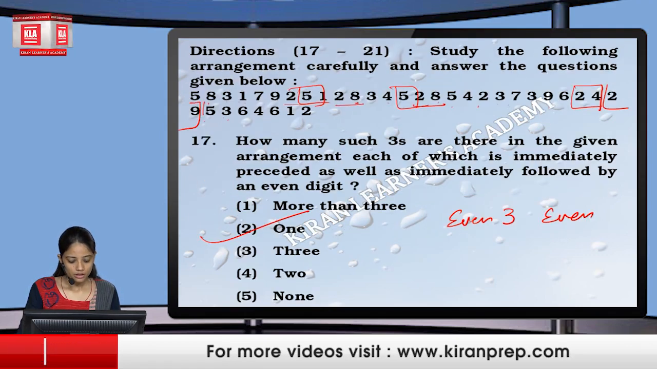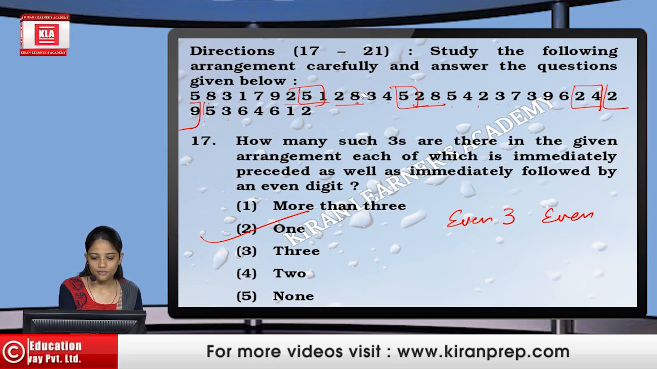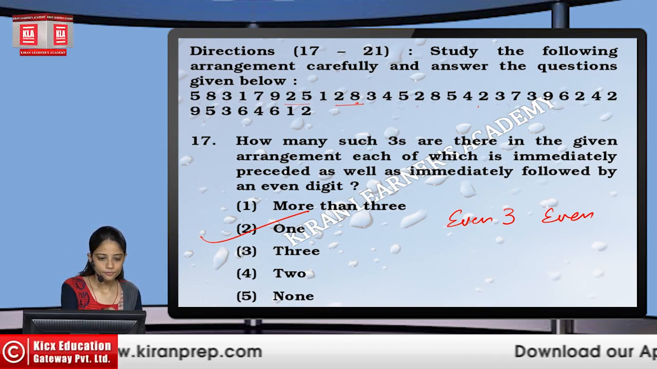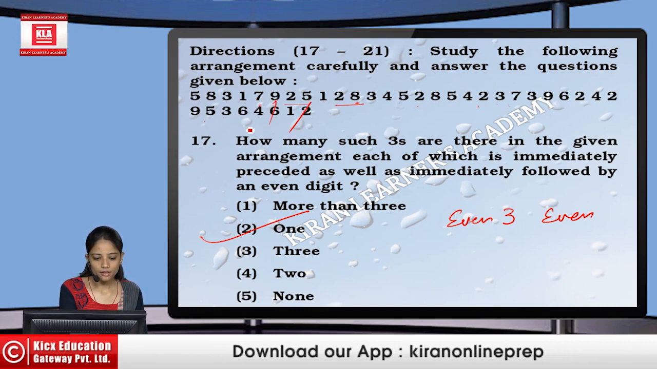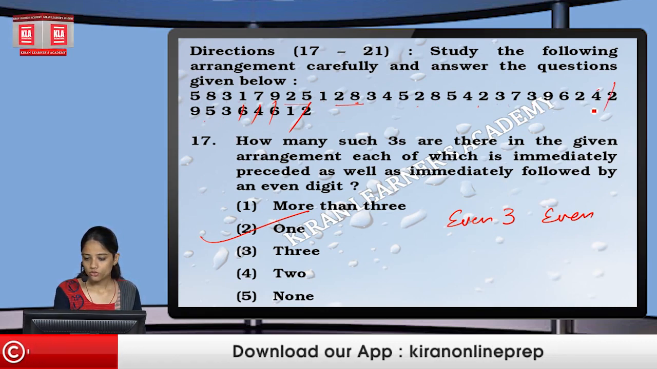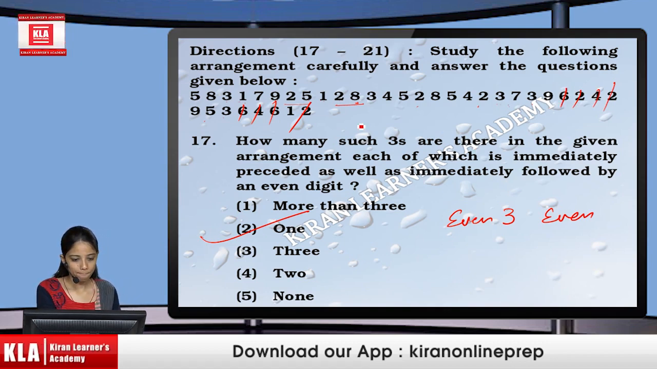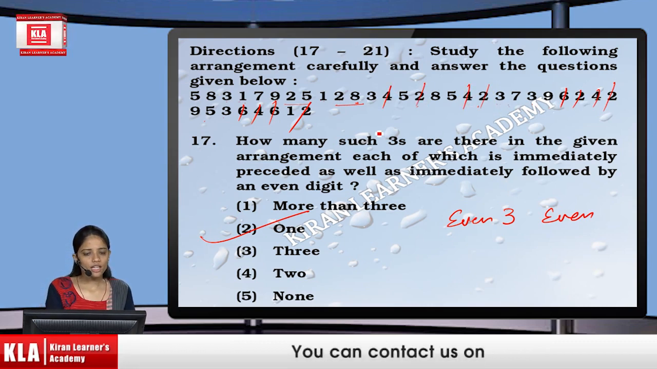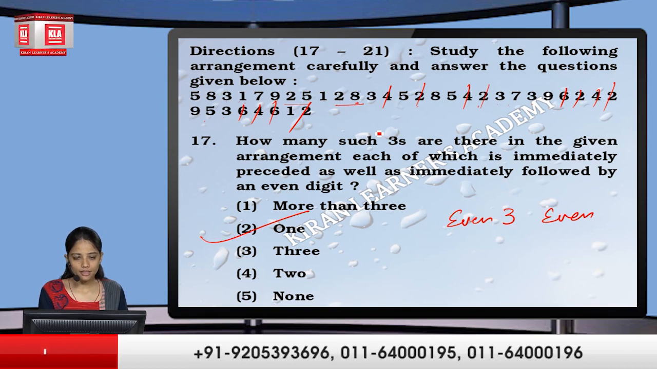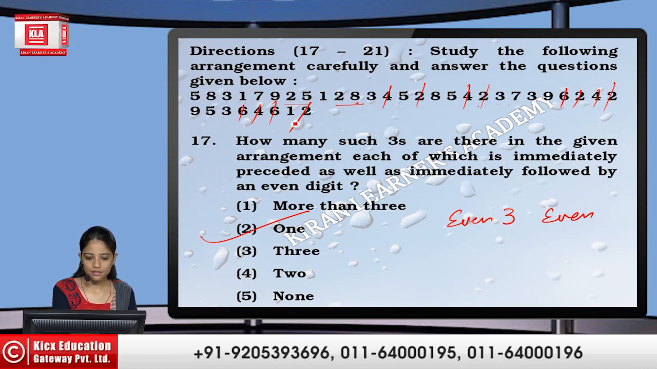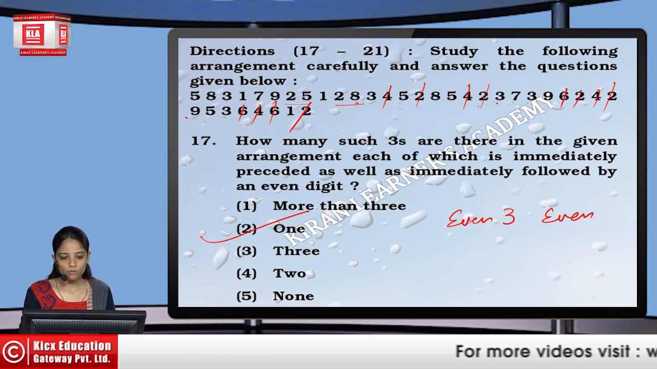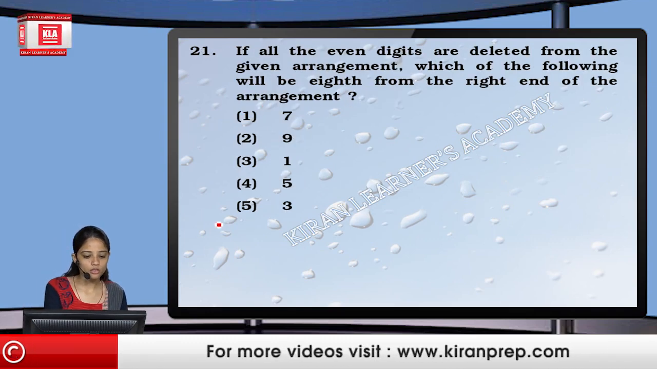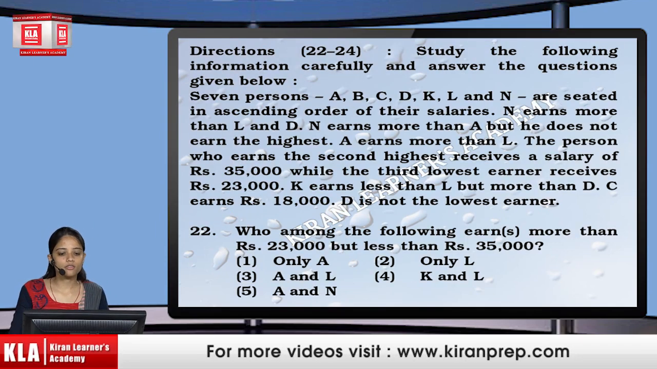So let's do it. If all the even numbers are deleted, so we have to delete all the even numbers. So if we delete all the even numbers, we are left with the sequence somewhat like this. So we have to calculate the eighth element from the right end. So that is enough for us, I guess. If we calculate, these are 4, 5, 6, 7 and 8. We get 3. So we are going to mark option number 5.